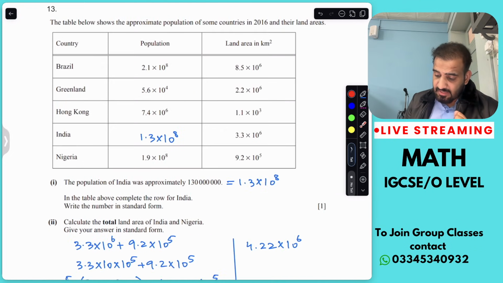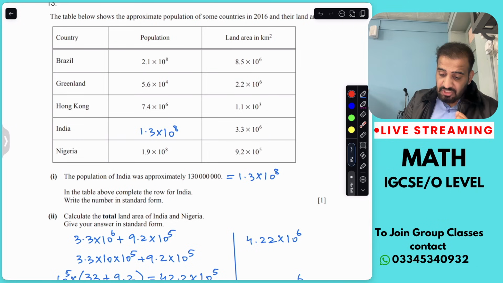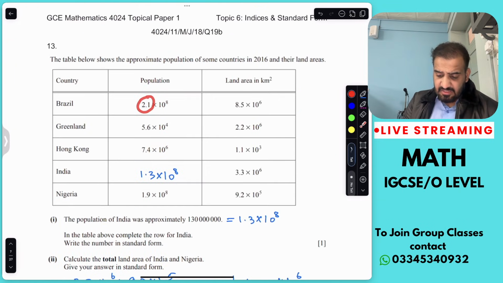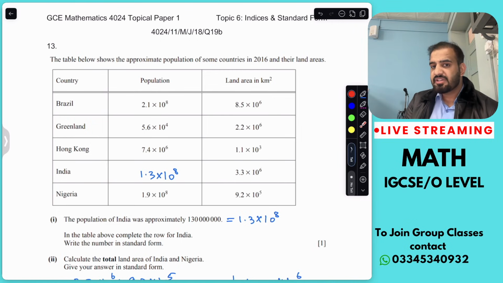Okay, now what do we have to do? Now we have to divide our population by the area. But do not divide the numbers because this question has only 1 mark. Just divide their tens, because 2.1 divided by 8.5 doesn't matter as they are both one decimal place. So we are only interested in the powers of 10, just to earn 1 mark.